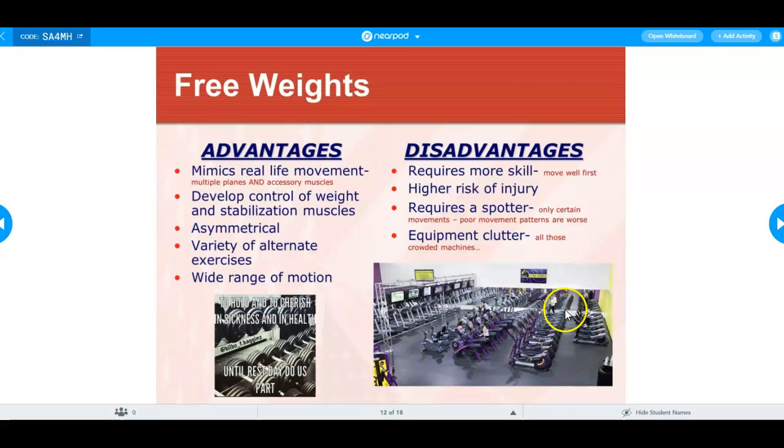And that can be for machines. I mean, look at this picture right here of Planet Fitness. That's not very COVID safe right now, since we are in COVID.